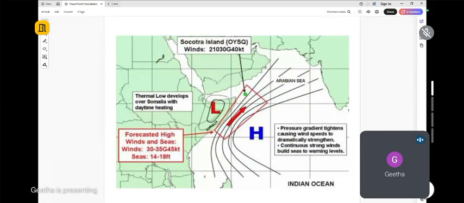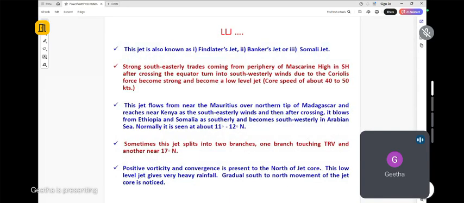I told you here there's very sharp, extensive heating over Somalia giving rise to a heat trough. That is a heat low, like in the monsoon season. Like how it forms, that heat low is forming here. So this heat low gives rise to sharp temperature contrast. This gives rise to strong tightening of the pressure gradient, because of which wind speeds increase. That becomes the low-level jet. So this is also known as the Findlater jet or Somali jet.